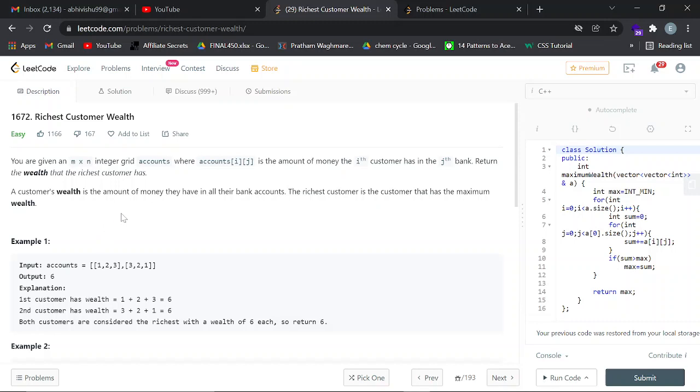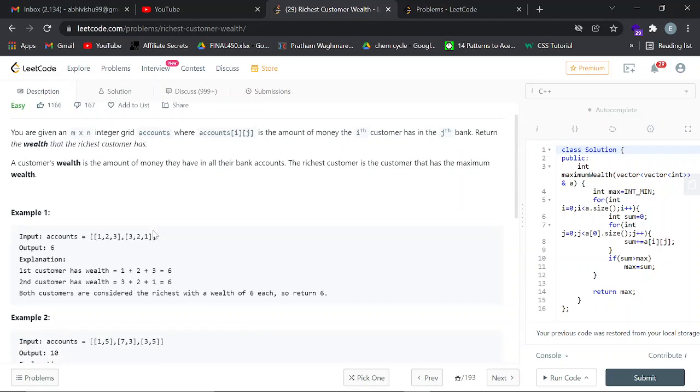So basically, what they're asking is they have given a vector, a multi-vector. The i is the customer and i has invested this money in j banks. So we have to display which customer is wealthy, right?